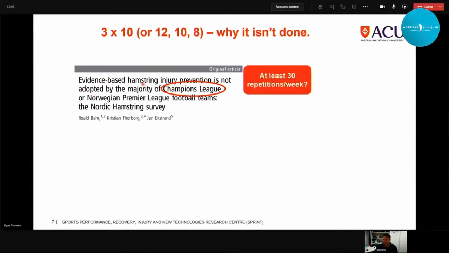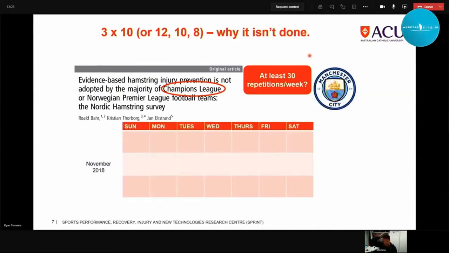So this evidence-based approach, which is the best approach we have at reducing the risk of hamstring strain injury, suggests that Champions League teams should be doing 30 repetitions of a Nordic per week. If not, they're not compliant. Probably needs to be considered in context. So let's have some context.